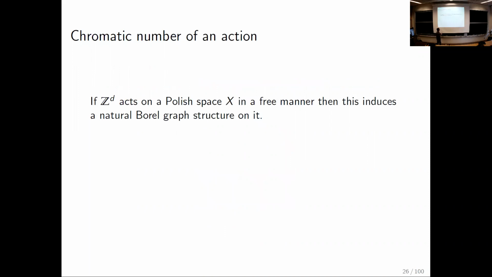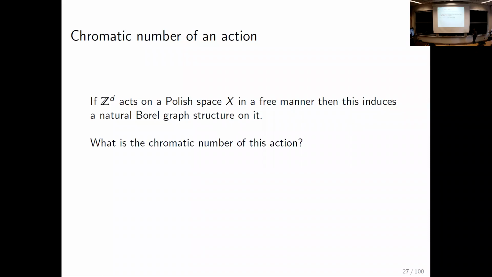So when I have Z^d acting on a Borel space in a free manner, the way I think of this action is that my space is decomposing into uncountably many copies of Z^d. Now, this is not a very good picture to have in mind, because it's not true that I can string them all together in a Borel manner. But nevertheless, it does give you an actual Borel graph structure on the space.